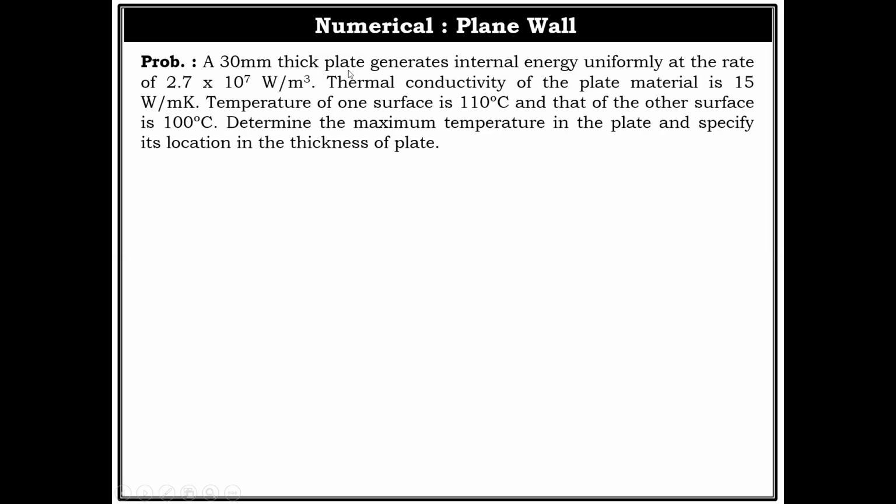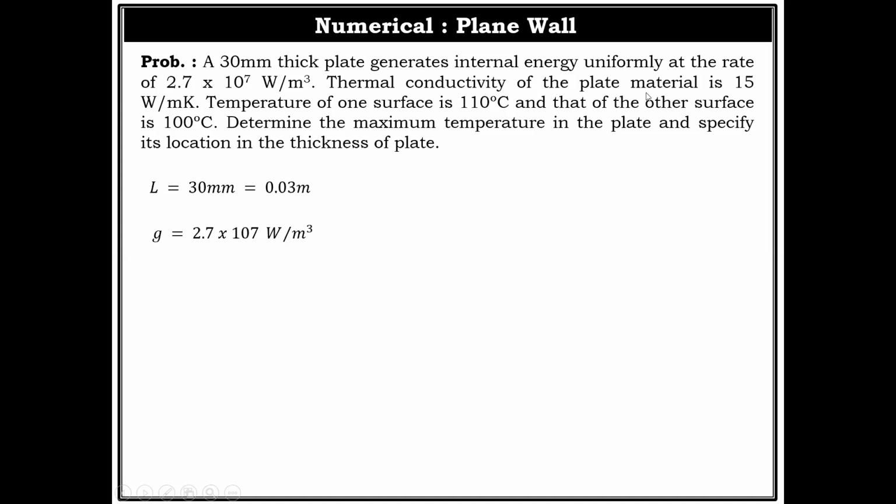A 30 mm thick plate. So the plate thickness L is given as 30 mm, so convert it into meters. It generates internal energy uniformly at the rate of, so it is a rate, it is not total heat generation Q, it is watt per meter cube, the intensity of heat generation, so this is small g, 2.7 into 10 raised to the power 7. Here by mistake it is not printed as a power, so it is 10 raised to the power 7.